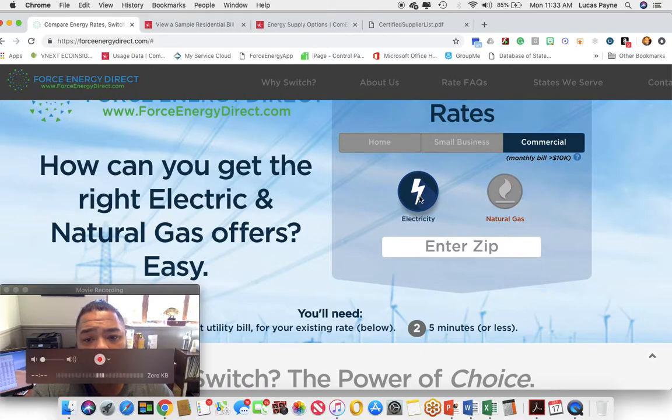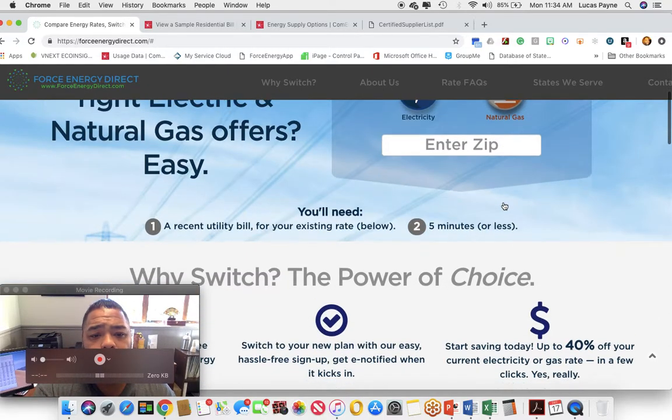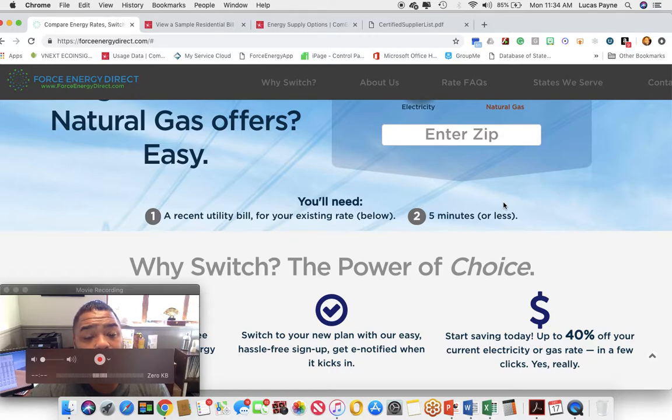Make sure that you're clicking one of those, whether you're doing a gas account or an electricity account. The thing that you'll need is a recent utility bill. Really, the most recent would be great. Most folks know where their last gas or electric bill was, so have them just grab that. In 5 minutes, it really will only take a short amount of time to sign them up so they can start saving right away.